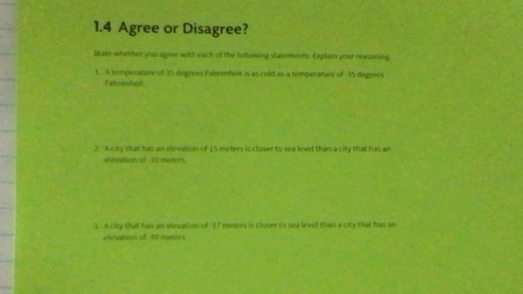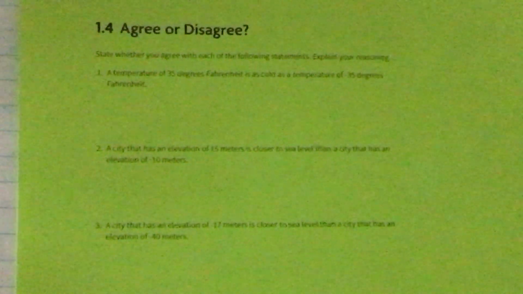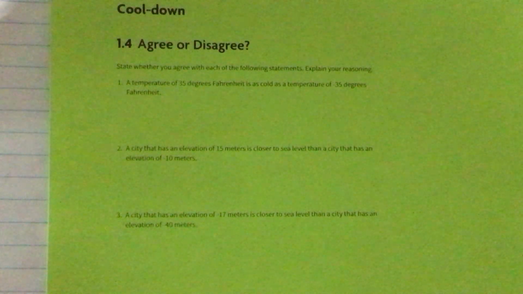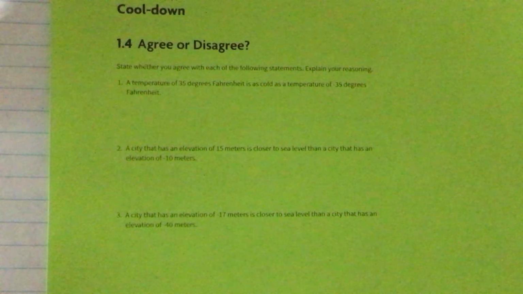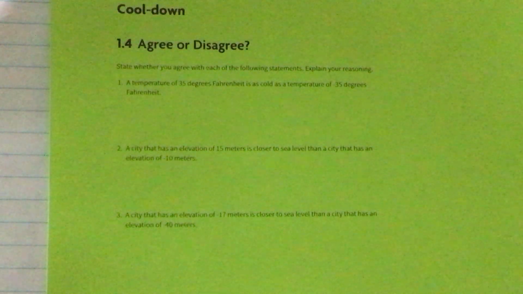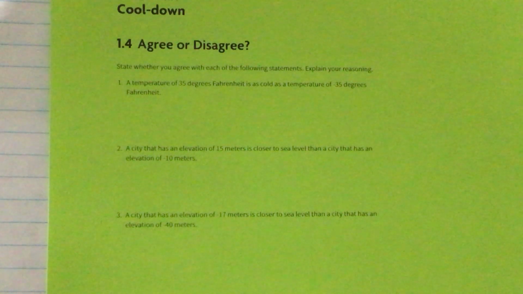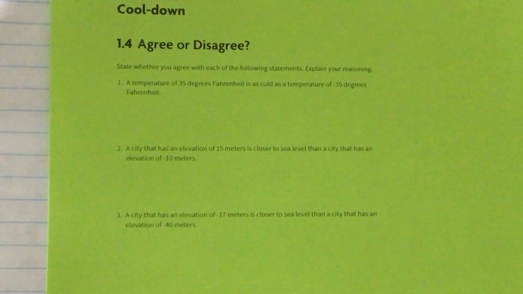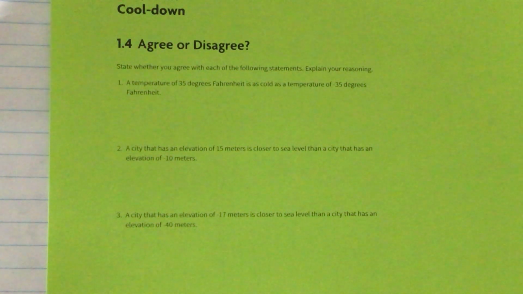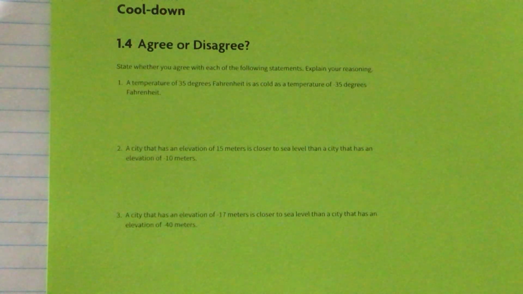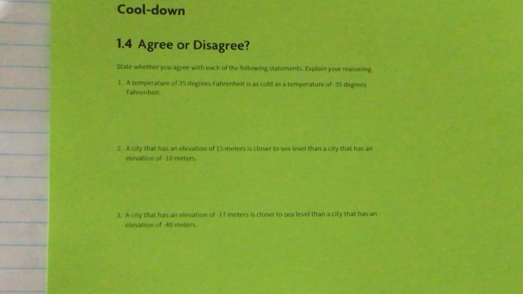Now, let's look at the cool down real quick. So for lesson 1, on your cool down, it is saying state whether you agree with each of the following statements and explain why you agree or disagree. So for number 1, it says a temperature of 35 degrees Fahrenheit is as cold as a temperature of negative 35 degrees Fahrenheit. So you're gonna write I agree because, or I disagree because.